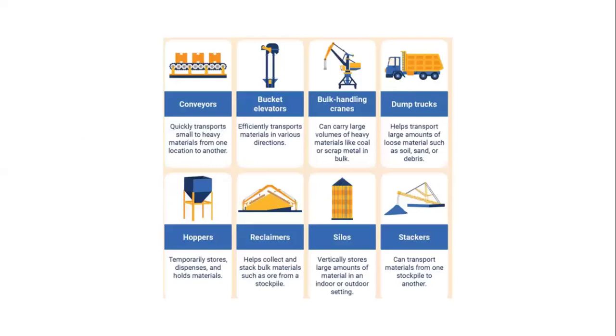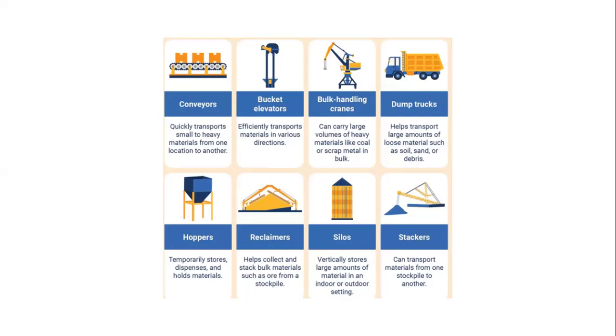First one is conveyors, used to transfer materials from one unit to another unit. Next one is bucket elevator, used to lift materials from ground to elevated levels. Then comes the bulk handling cranes, where heavyweight materials can be lifted, useful in loading and unloading materials in ships. For example, in harbor areas, this type of bulk handling cranes will be employed for loading and unloading of the materials in the ships.